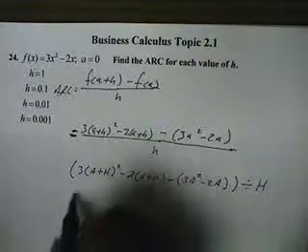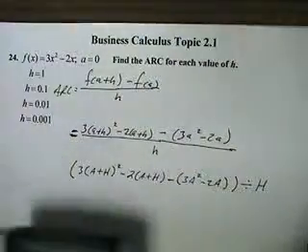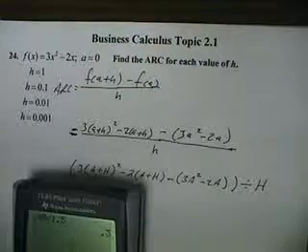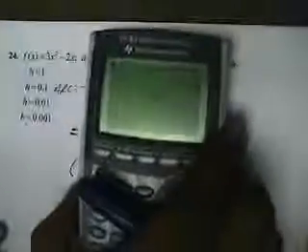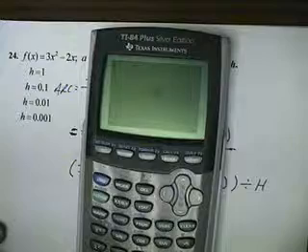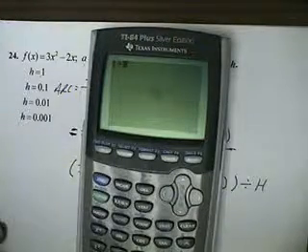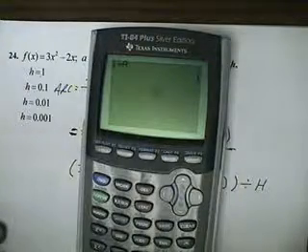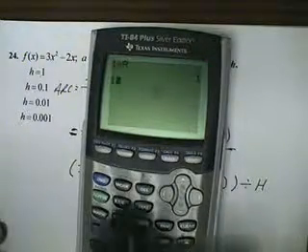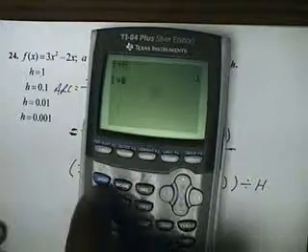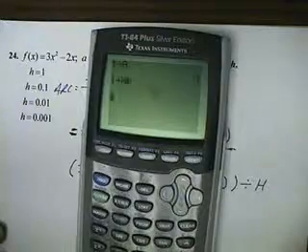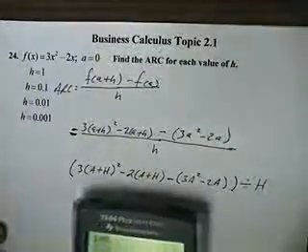Now, we're going to have to make sure that our a and our h are set to 1. So, let's begin that process here. We're going to store 1 into alpha a and enter, and then we're going to store 1 into alpha h. Okay, now we're going to put this expression in.